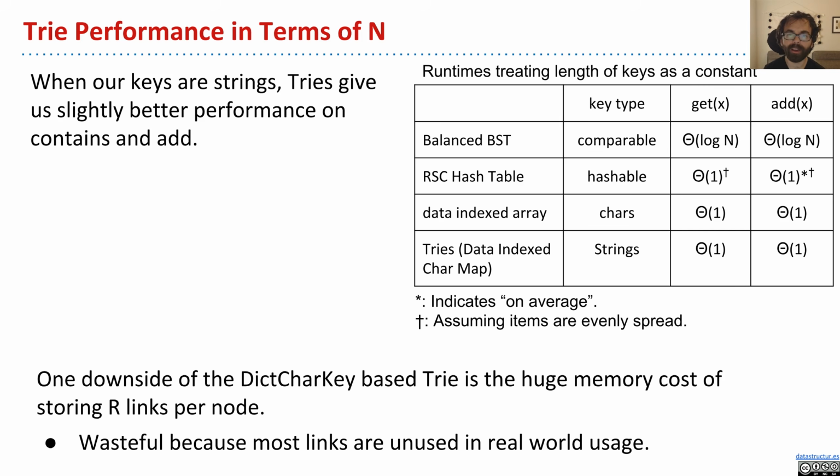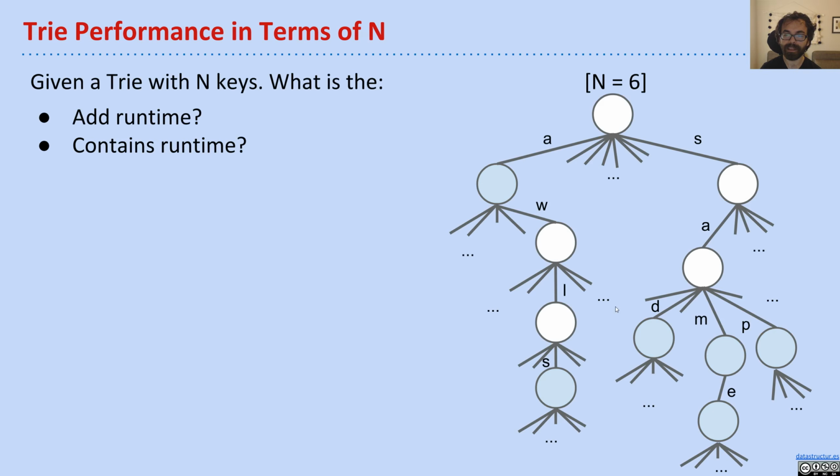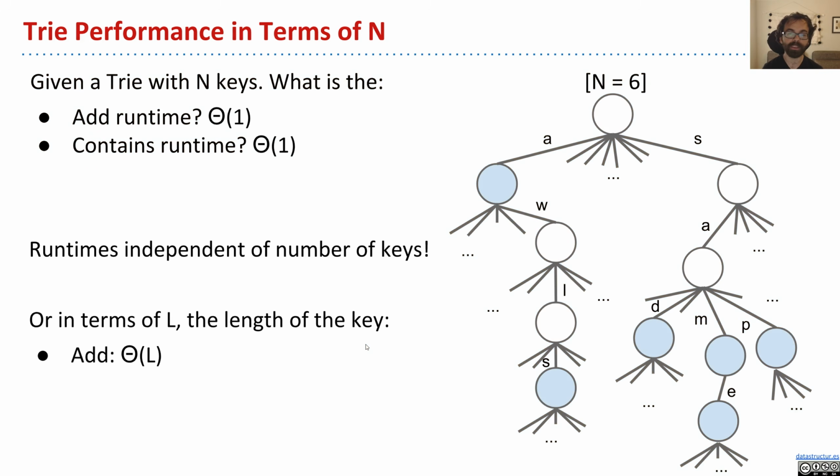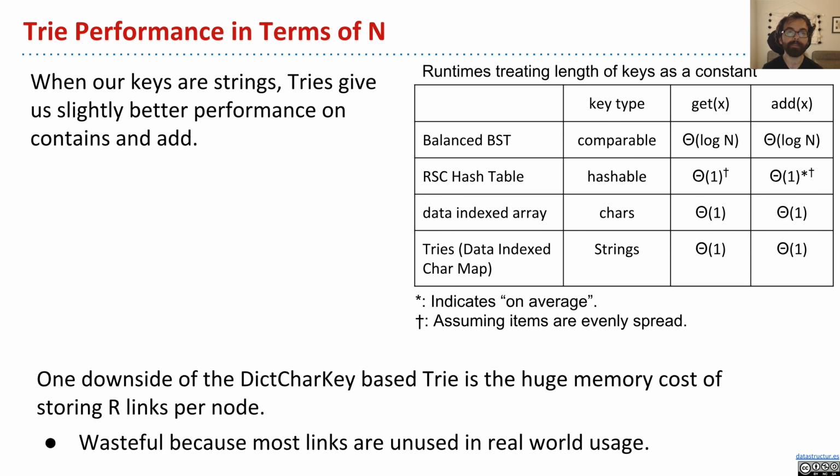Now, things are not all wonderful, which should have maybe started occurring to you when we looked at this diagram. All these nulls seem like maybe kind of a strange feature of our data structure. It's a lot of memory. And in fact, in practice, if you build one of these tries that use a data indexed character map, it's going to have tons of empty links in practice. So in the next video, we're going to talk about ways we can fix that. But I hope that the main punchline here is very clear, which is that this very basic and simple implementation of a trie has constant time operations.